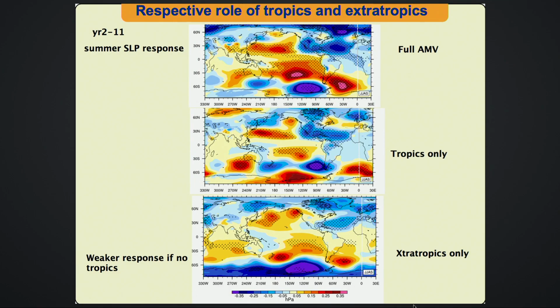So in terms of sea level pressure also, we find that the full AMV case gives you a comparable response to the extratropical one, but the extratropical one is weaker. So again, if we want to have the full response, this is for summertime, average over 10 years, we need to have the full AMV there.